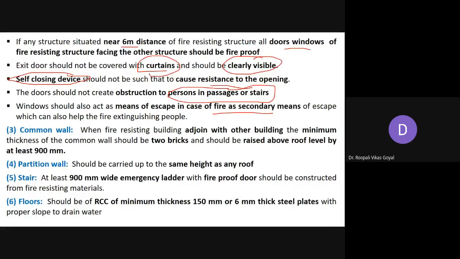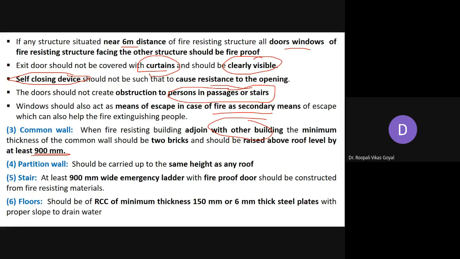Next is the common wall. When a fire resisting building is adjoining another building, the minimum thickness of the common wall should be 2 brick, meaning 40 mm minimum thickness, and it should be raised above the roof level by at least 900 mm. So you have to raise it 900 mm above your roof level, and minimum 2 brick thick, that should be the common wall with your adjoining building.